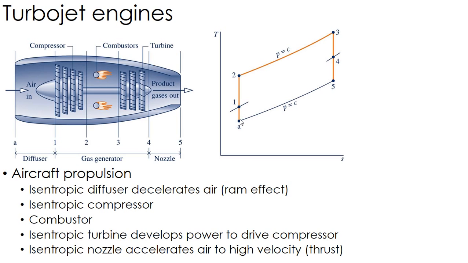It's just our Brayton cycle with a diffuser on the front and a nozzle on the back, and it refocuses to increase the velocity and give you thrust through the nozzle to propel the aircraft forward.